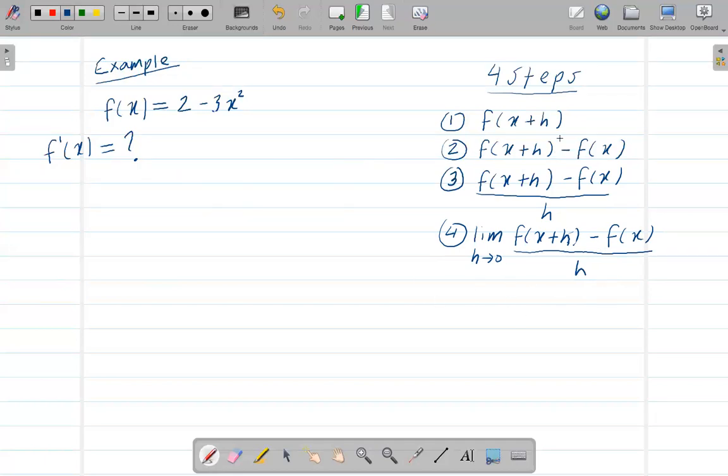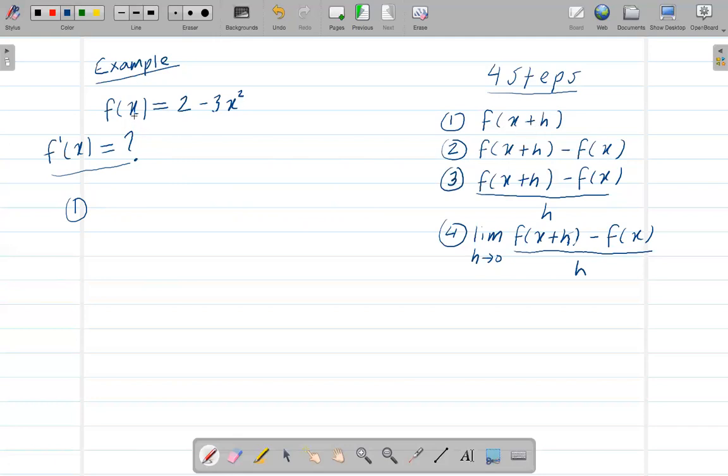All right, if you remember these 4 steps, then it'll be easy to find the value of f prime of x. So now let's find the derivative of this. Let's find this f prime of x. To find f prime of x, the first step is to find the value of f of x plus h.